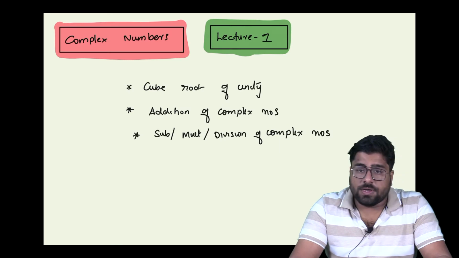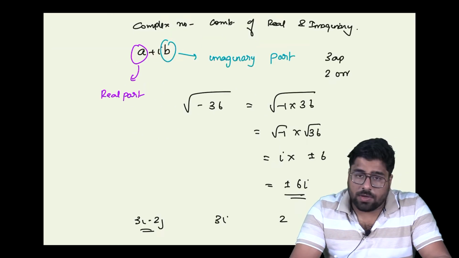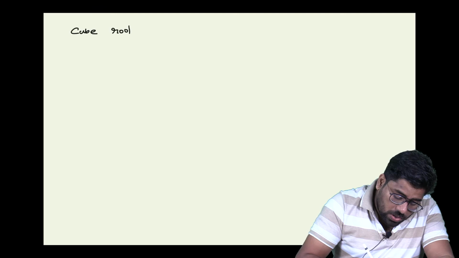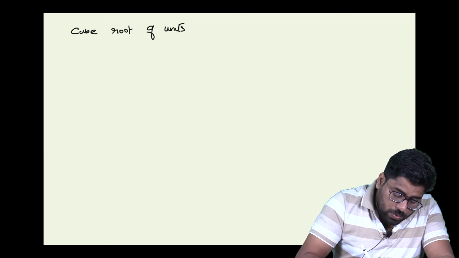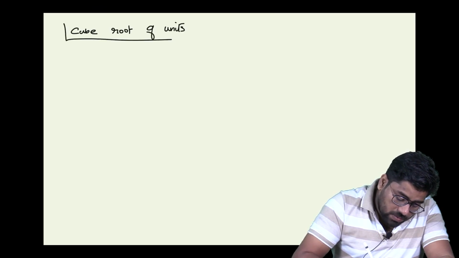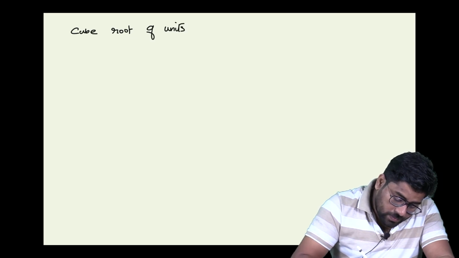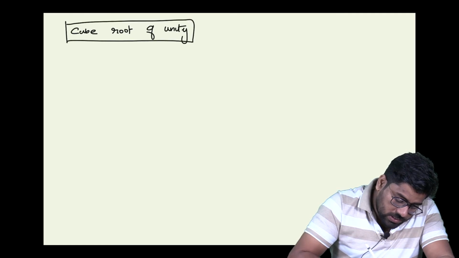Now, once you have understood the basic idea of complex numbers, let us go and try to understand a basic and very important form of expression, which is called cube roots of unity. So everyone please write the heading along with me. Cube roots of unity. It is not units, it is unity. So let us try to understand the basics of cube roots of unity.